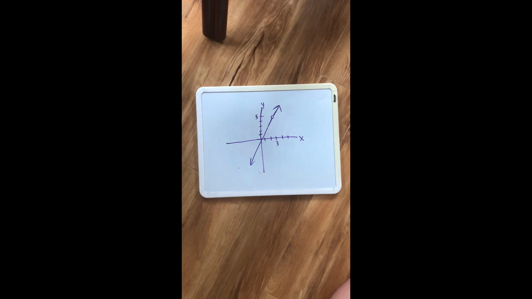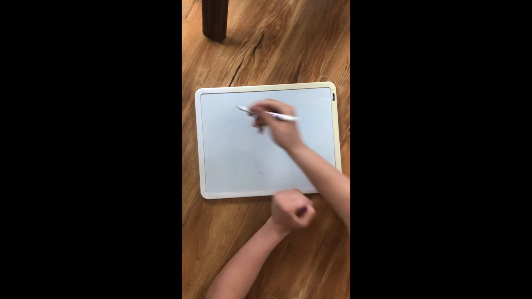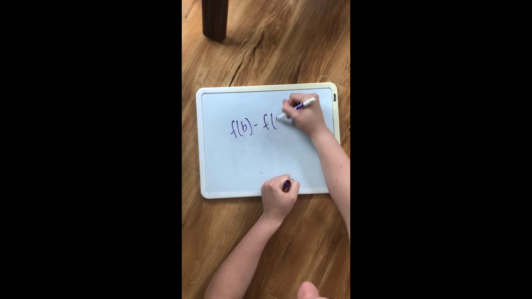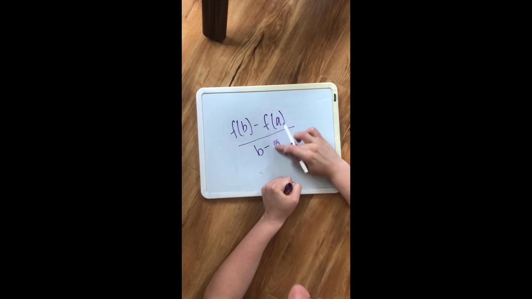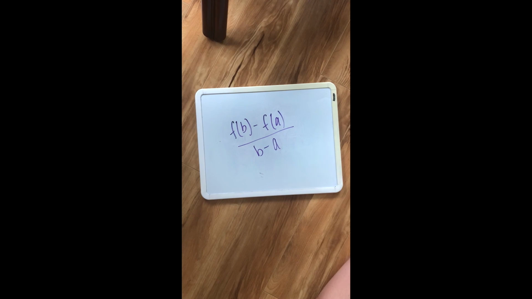We can use limits to find an average rate of change, which is the amount of change divided by the time it takes. The notation for average rate of change looks like this: f of b minus f of a over b minus a. The book says that this concept can be applied in real life, but in reality it probably can't.